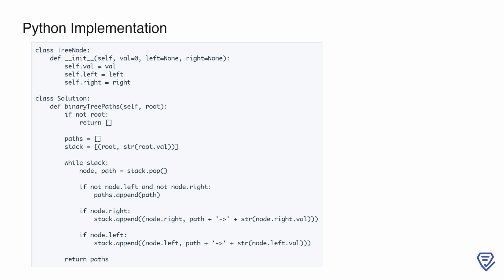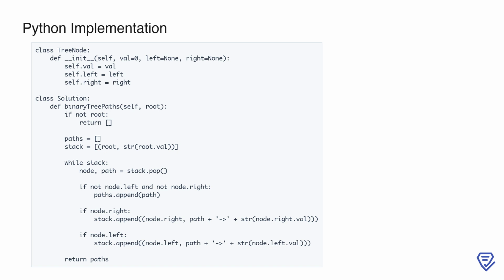If the node is a leaf, both left and right children are None, the current path string is added to paths. For non-leaf nodes, the right child is added to the stack first, if present, followed by the left child, if present. This ensures that the left subtree is processed before the right subtree, maintaining the DFS order. Finally, once all nodes have been processed, the paths list containing all root-to-leaf paths is returned.